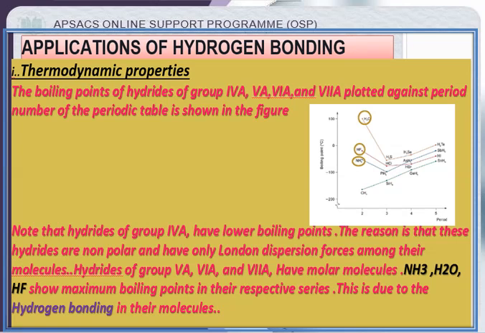Number 1 is thermodynamic properties. The boiling points of the hydrides of group 4A, 5A, 6A and 7A plotted against period number of the periodic table is shown in the figure. Here is the figure.